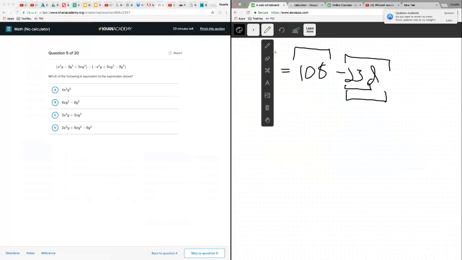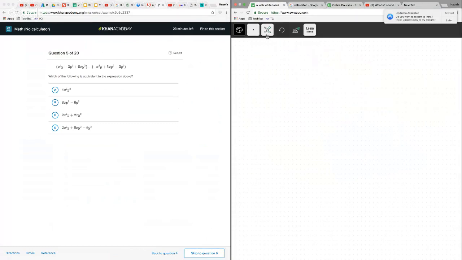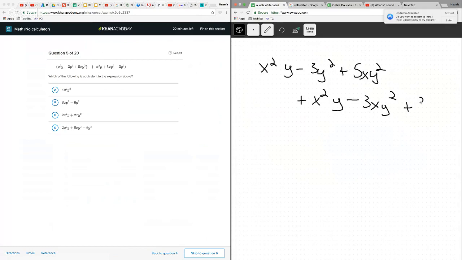Let's go on to the next one. I've got to go a little fast to make sure we finish these problems. Then we've got x squared y minus 3y squared plus 5xy squared, all this crazy. So we've got to combine these. I'm going to just remove the first parentheses, it's irrelevant. But the second one is not irrelevant because we've got a minus in front. That means a negative one is going to distribute to all of these. The minus minus cancels into a plus x squared y minus 3xy squared. You see how I'm distributing it to everything, plus 3y squared.